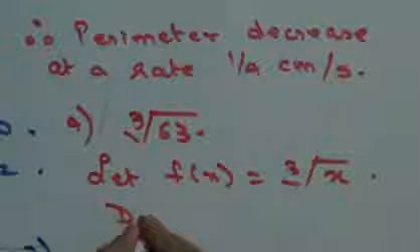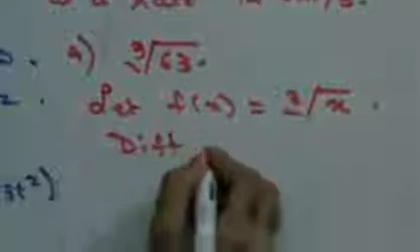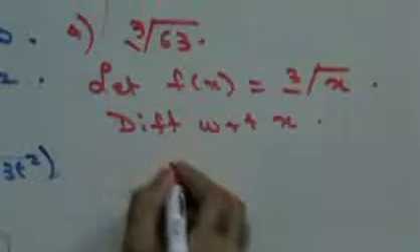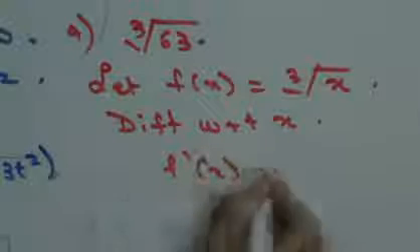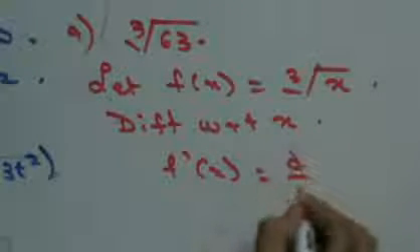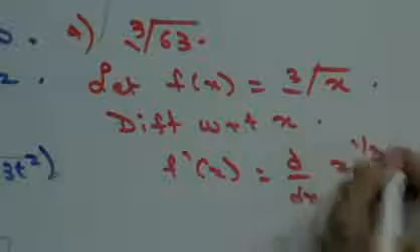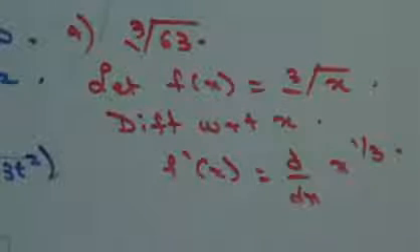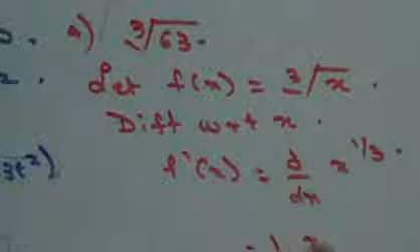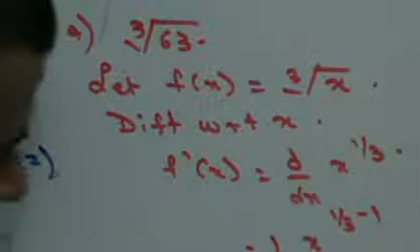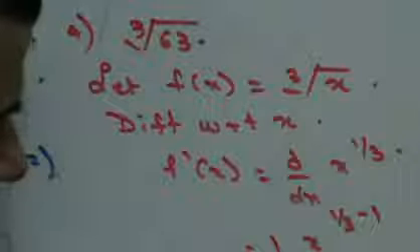Now, differentiate with respect to x. So I'll get f bar of x is going to be nothing but d by dx of x raised to 1 by 3. D by dx of x raised to n is n x raised to n minus 1. So this is 1 by 3 x raised to minus 2 by 3.